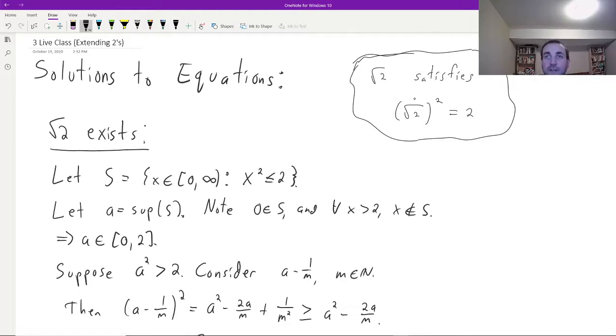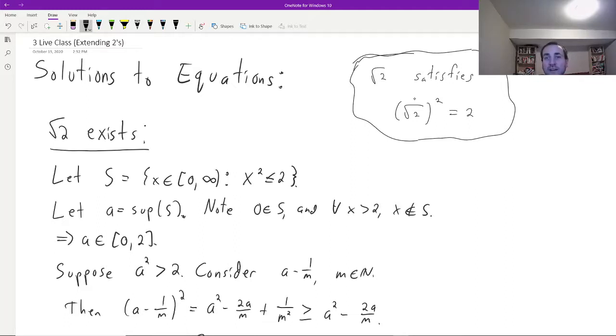Okay, so we want to figure out, hey, is that really an element of the reals? And how would you check something like that? So I'm going to look for it in sort of the obvious place. I'm going to let S be the collection of real numbers between 0 and infinity, satisfying x squared is less than or equal to 2. And then I'm going to let A be the supremum of S. And we sort of know in the back of our heads, of course, that this element A is going to end up being the square root of 2, but we haven't assumed that, and we haven't gotten there yet.